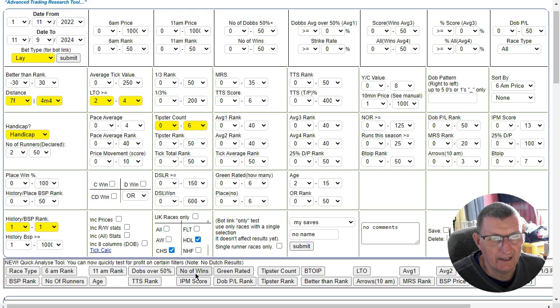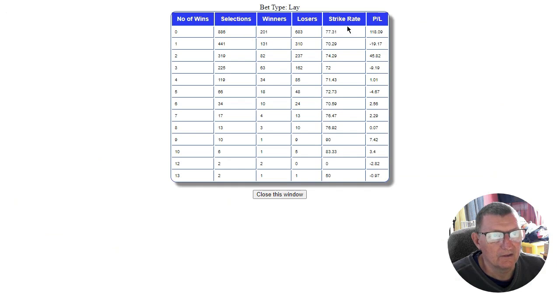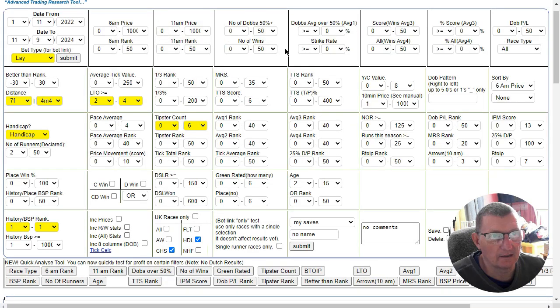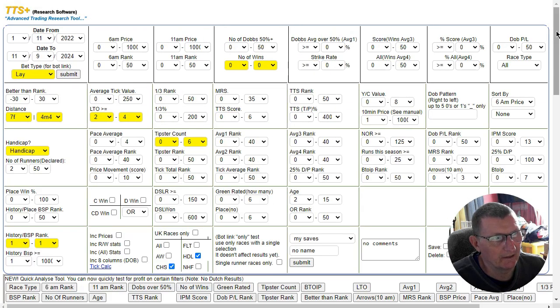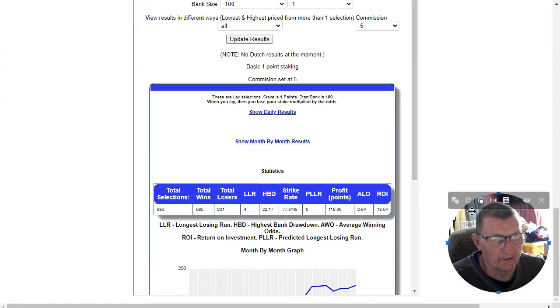number of wins, because I get the feeling that that might be low. So 0, 77, 1, 70, 74, 72, 71. So this is one of those places where you kind of think, well, we could just deal with that. Number of wins, 0. So if we go 0 to 0 and see what that does. I'm not sure I like playing with this one, but that's where all the profit is.